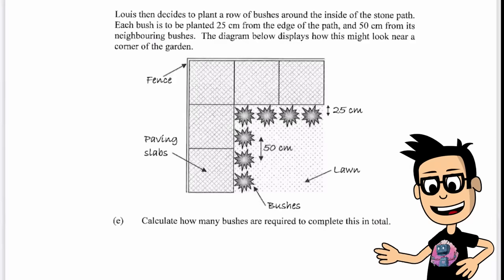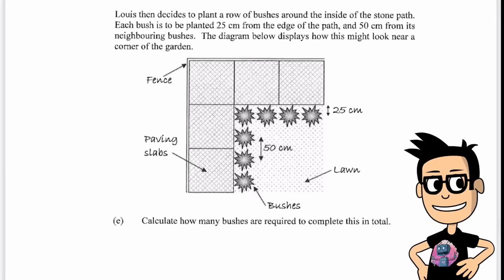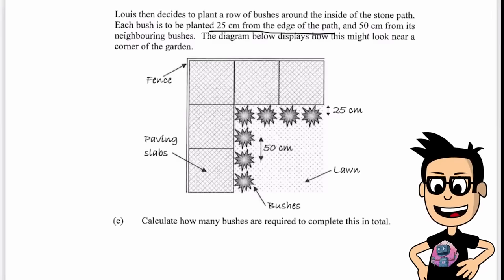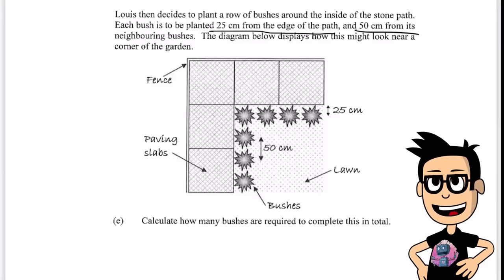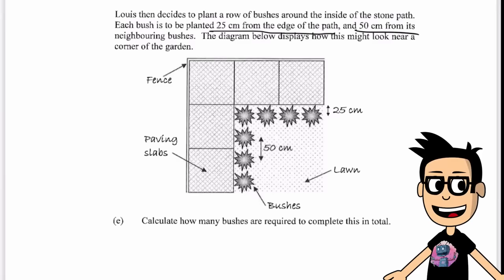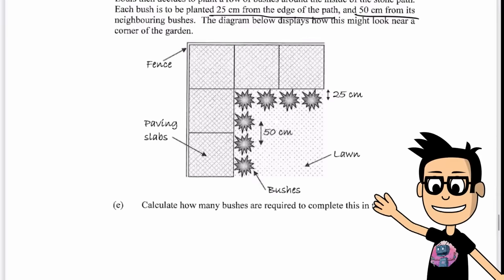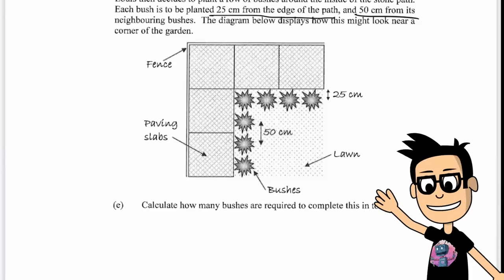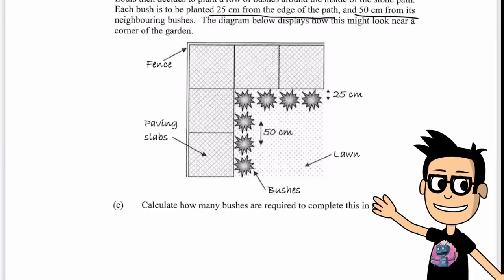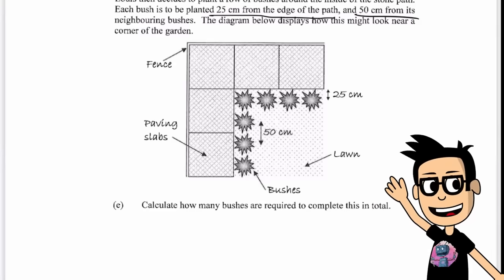Okay, moving over to the final section here now. Louis then decides to plant a row of bushes around the inside of the stone path, and each bush is to be planted 25 centimeters from the edge of the path and 50 centimeters from its neighboring bushes. And we've got a diagram here that displays how this might look. So now we need to calculate how many bushes are required to complete this in total.